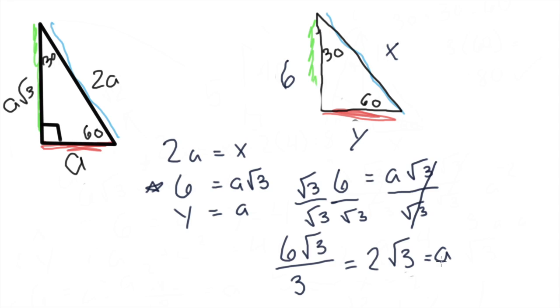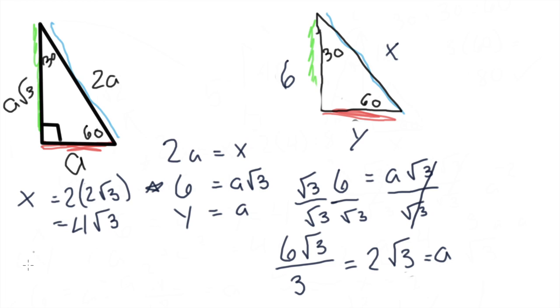So now we can plug this in to solve for the rest of our problems. We know that x is equal to 2 times a, so x is going to be equal to 2 times 2 root 3. So x is equal to 4 root 3.